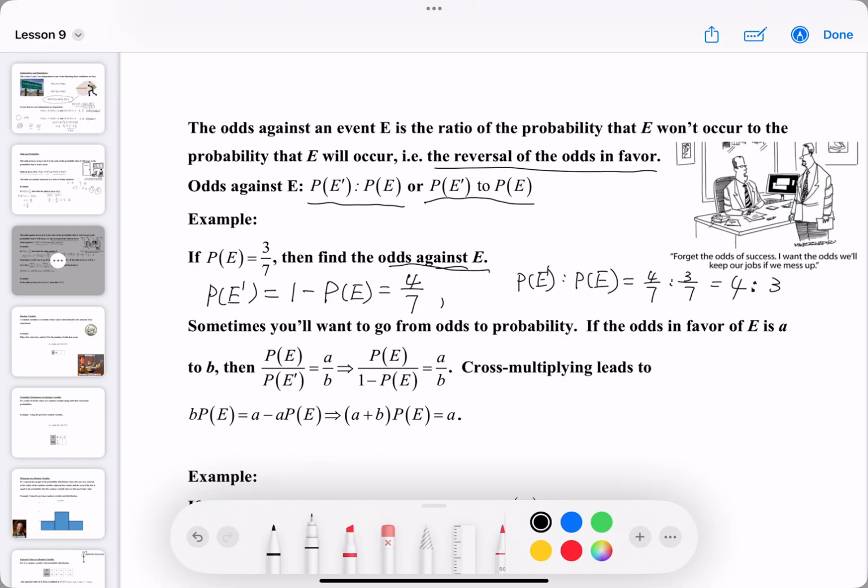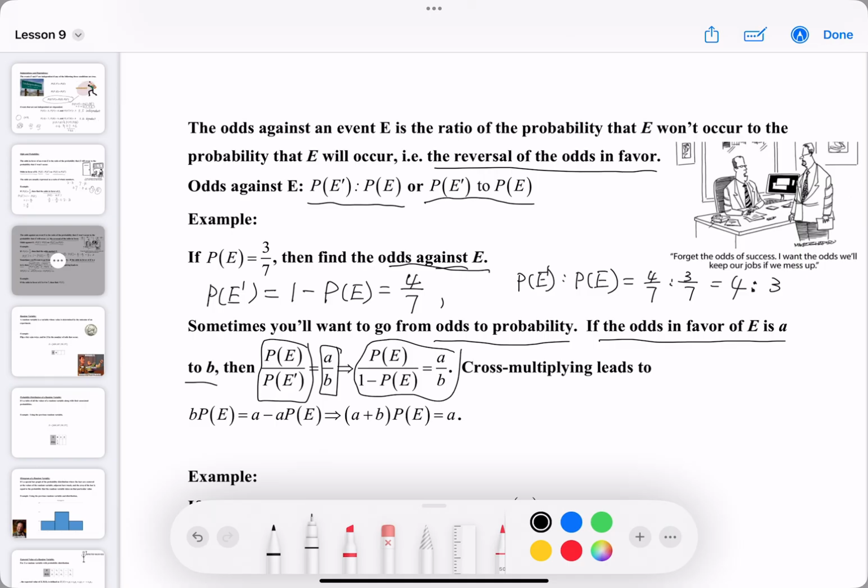Okay, sometimes you will want to go from odds to probability. If the odds in favor of E is A to B, then the odds in favor of E is P of E divided by P of E prime. It is A over B. So the denominator P of E prime is 1 minus P of E.